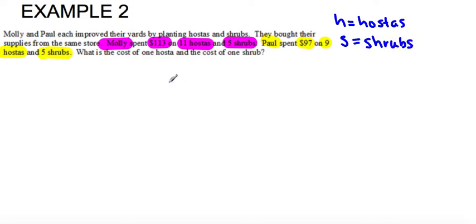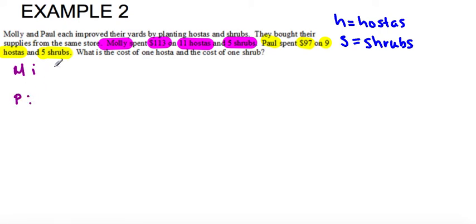Okay, so now we set up our equation. I know that Molly will have an equation. Let's move it over a little bit. We know that Molly will have an equation, and we know that Paul will have an equation.